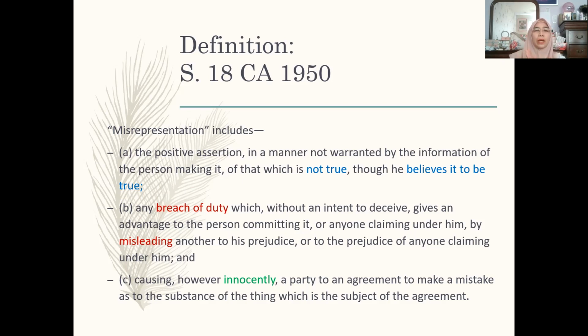The third one: causing, however innocently, a party to an agreement to make a mistake as to the substance of the thing which is the subject of the agreement. The emphasis is on the part innocently. So these are the three situations in which misrepresentation might occur, and this is provided under Section 18 Contracts Act 1950.